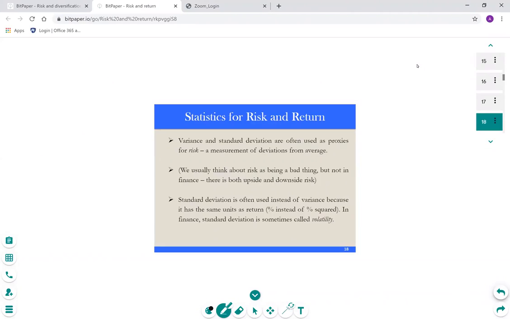And as I mentioned just a second ago, the standard deviation is in the same units as the returns, so that's why it's more convenient to express risk in terms of the standard deviation of returns, because it's in percentage terms rather than percentage squared terms.